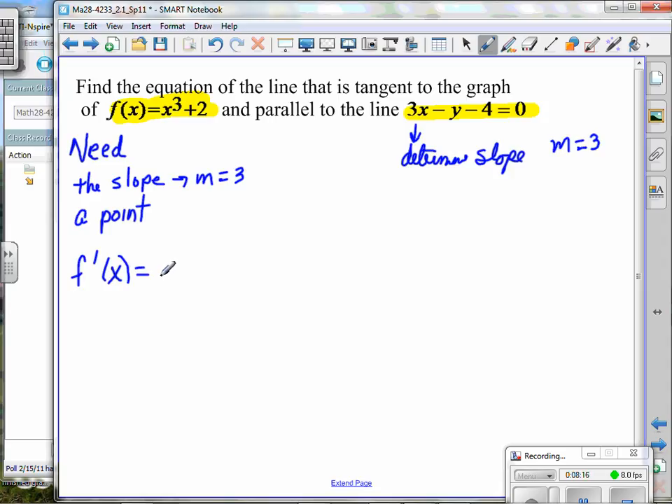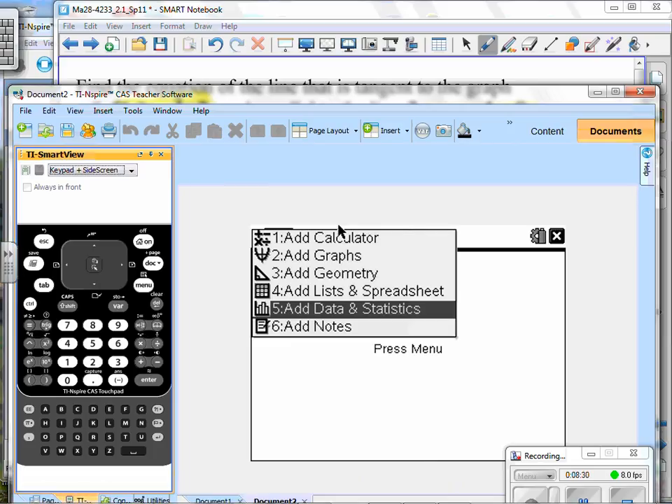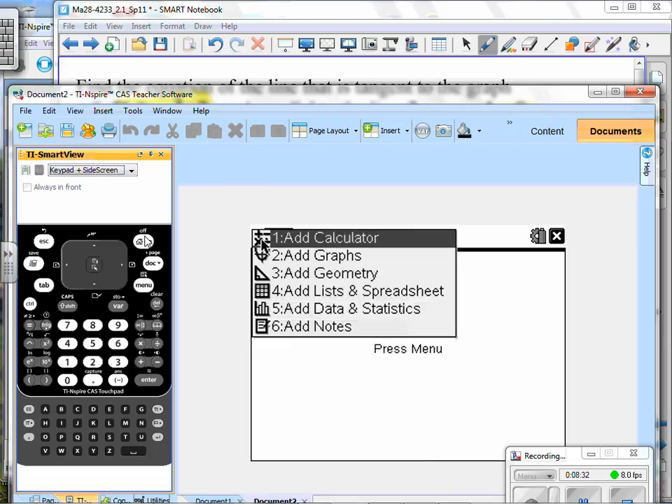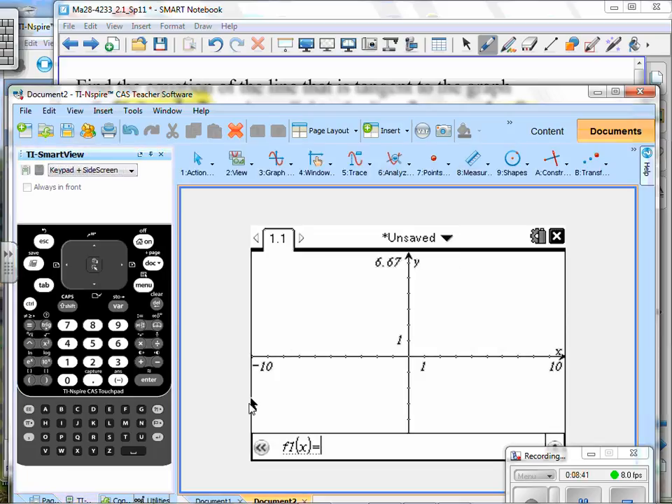The derivative is the slope of a line tangent to a curve at a point. How do you find a tangent to a curve? Let's take the Inspire right now. Add a new document. If it asks whether you want to save, say no. Jump to a graph page, and type in x cubed plus 2.